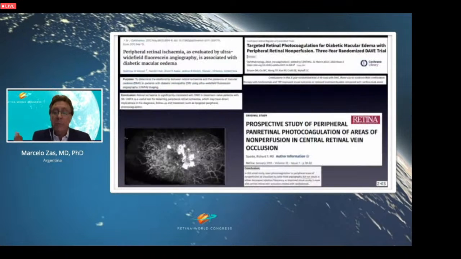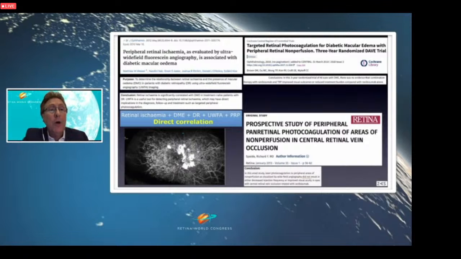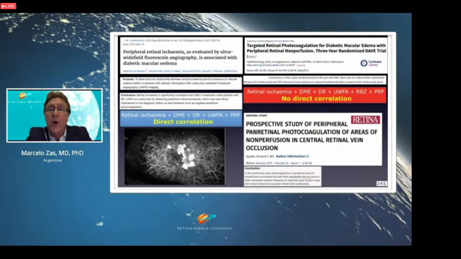What we spoke about before: what happens with wide field angiography and peripheral retinal ischemia. If you see the 2012 paper of Matthew and Siller-Keys, they have a direct correlation between retinal ischemia, diabetic macular edema, diabetic retinopathy, and PRP. But now this paper from the Cochrane Central Registry of Controlled Trials says that at 3 years, using ultra-wide field with ranibizumab and PRP, there's no correlation between what we see in the wide field angiography and the capillary closure.